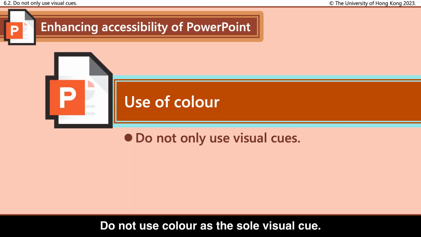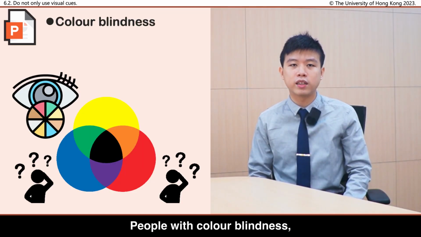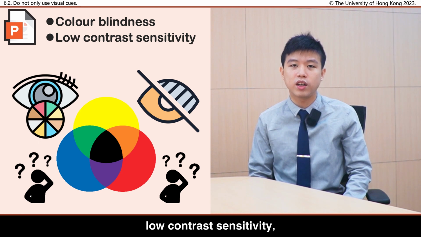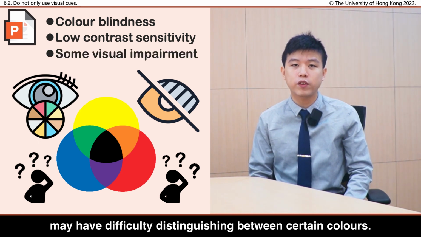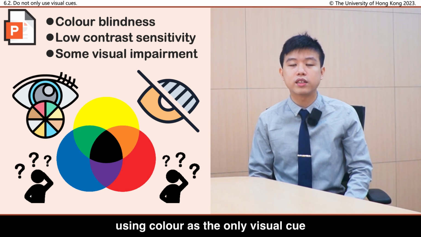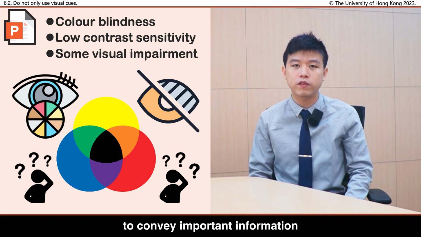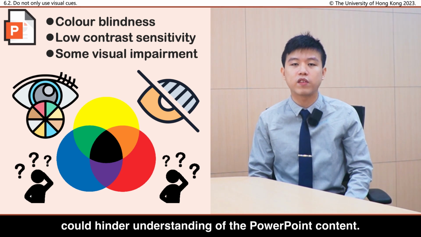Do not use color as the sole visual cue. People with color blindness, low contrast sensitivity, or other visual impairment may have difficulty distinguishing between certain colors. Therefore, using color as the only visual cue to convey important information could hinder understanding of the PowerPoint content.